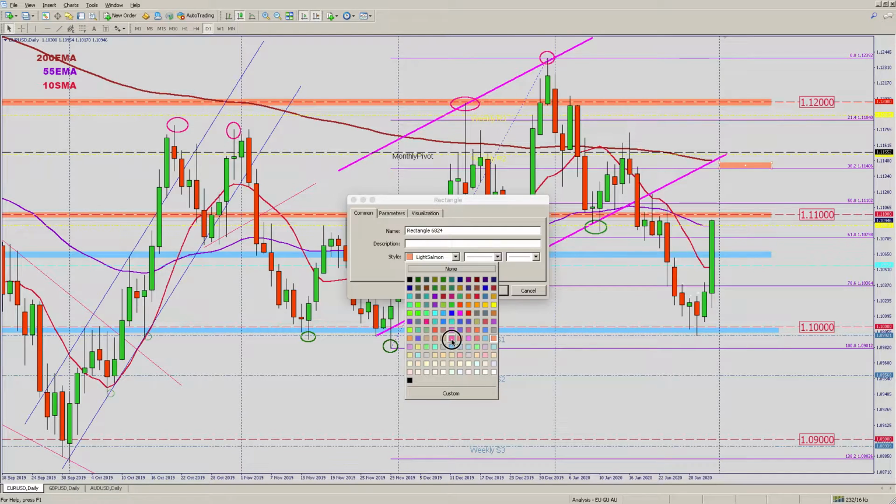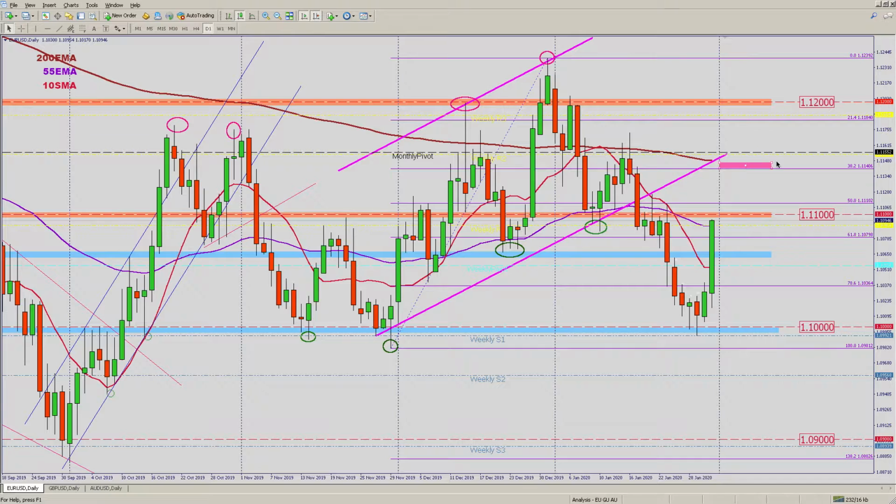So we could mark this zone here. It's at the 111.40 to 50 zone. And key support now is going to be at 110.60 area, right through the 62 pip retracement level.